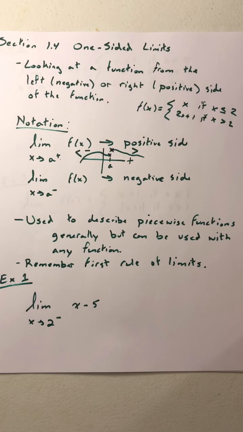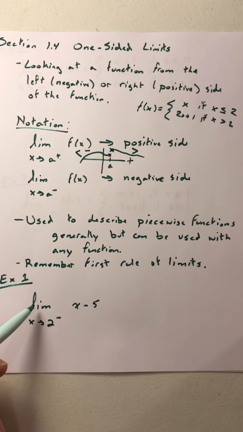All right. So one thing we want to remember is that first rule of limits. Remember, the first rule of limits is if we can plug the value into the function itself and it comes together and we get a value out, then that's going to be our function. And that's going to be our limiting value.